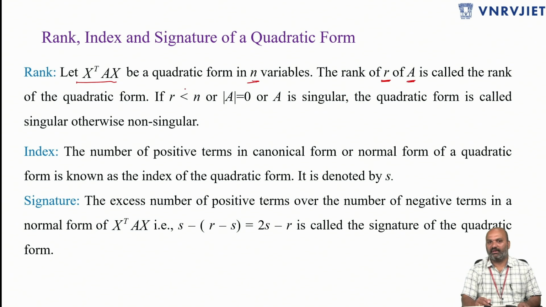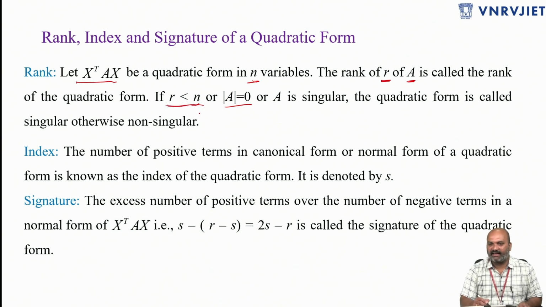Simple. As we know, rank less than n concerns the matrix A. Since A is a real symmetric matrix, it is a square matrix, so the determinant exists. If the determinant is 0, the matrix A is called a singular matrix. Determinant 0 means the rank must be less than n, that is R is less than n.